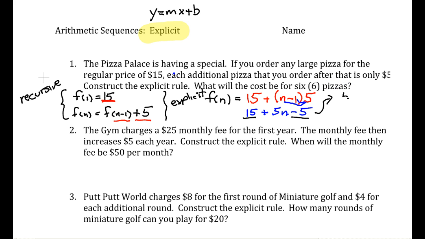So once that's simplified, f of n will equal 5n, just taking that 5n right here, and then 15 minus 5 plus 10. And that is the explicit rule. So when it says write an explicit rule, this is what we're looking for. It's something that looks like a slope intercept form.